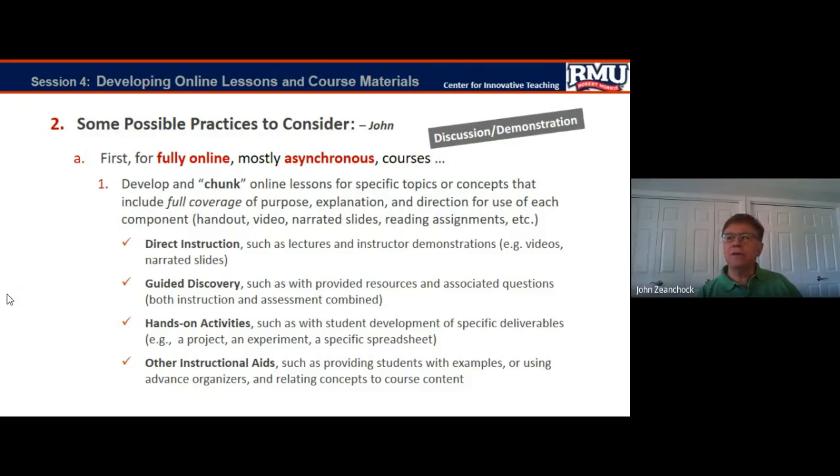So rather than thinking of online as a totally different entity, think about it as what would I do if I were teaching it face-to-face, and then try to come up with different ways of presenting the same material, but fully and directly for the students. So if your face-to-face classes, because of the nature of your content, are largely direct instruction, then there are ways specifically that you can convert direct instruction to fully online.